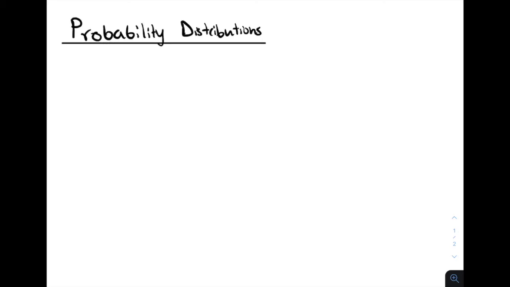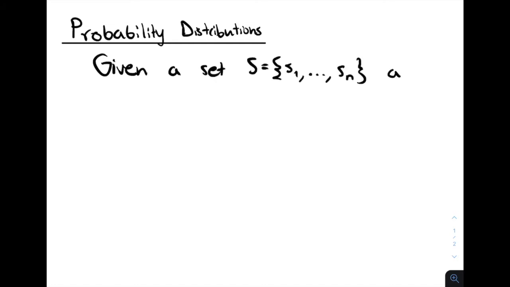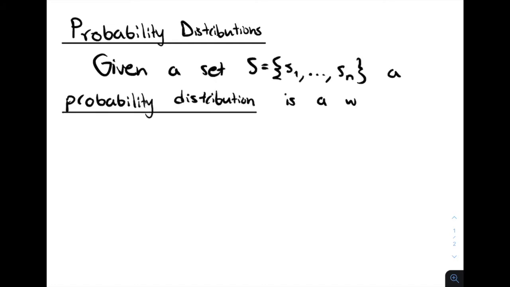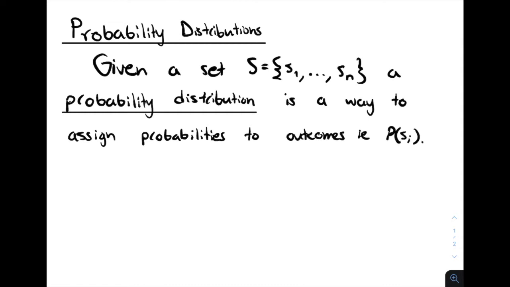Given a set of outcomes, a probability distribution is a way to assign probabilities to individual outcomes. To be a valid probability distribution, it must satisfy the following three properties.